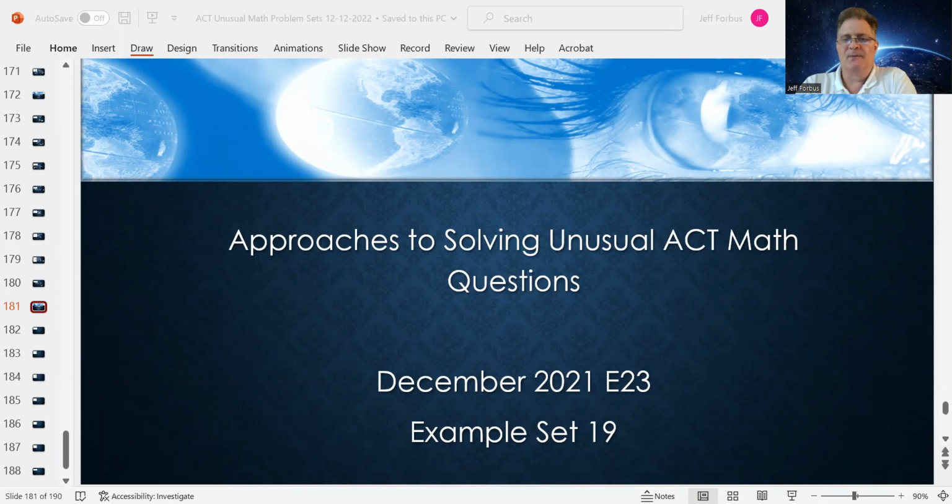I've selected these particular problems off of the December 2021 exam, specifically questions that the majority of students I have worked with in the past seem to struggle with the most. And keeping that in mind, if you're using this exam to practice with, maybe one of these questions will be the ones you need help with.